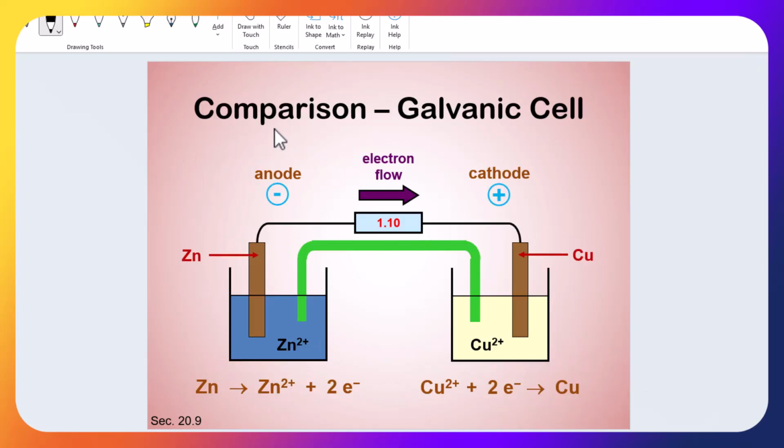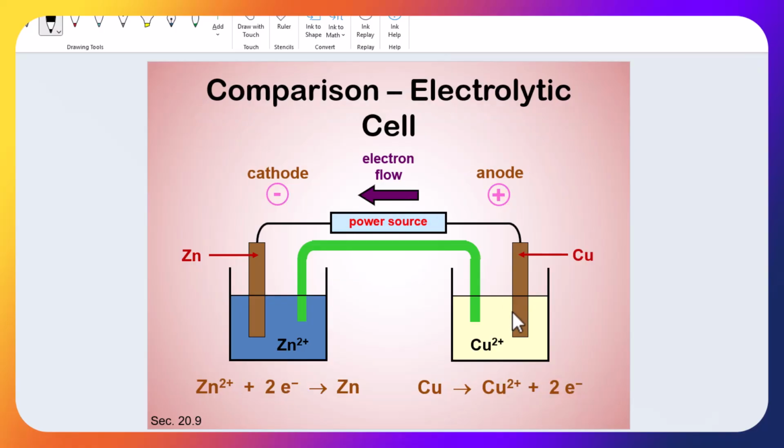So, comparison of a galvanic cell: it has a negative anode. Electrons flow from the anode to the cathode. The cathode is positive. You've got your salt bridge. But when we look at an electrolytic cell, it's almost the same. Electrons still flow from the anode to the cathode. The only difference is this is a non-spontaneous reaction that we're using a power source to drive, and that the anode is positive and the cathode is negative.